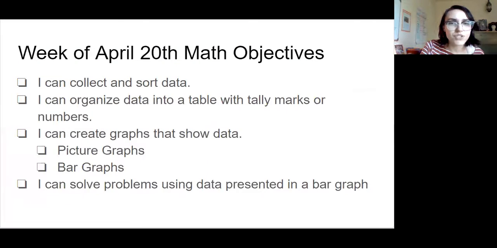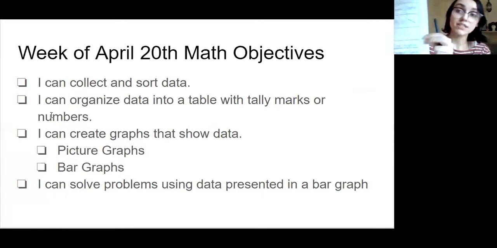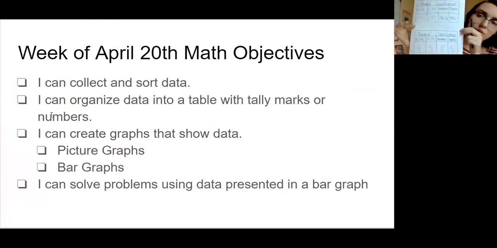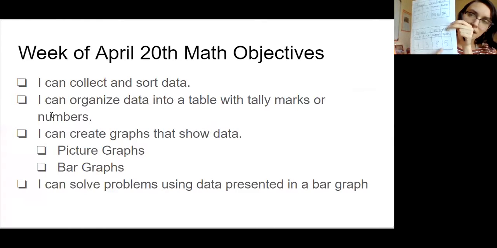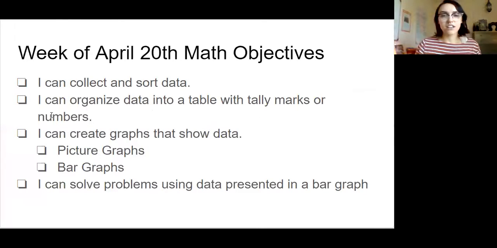So looking at our objectives, I can organize data into a table with tally marks or numbers. That is what we just practiced doing together. We took all of our information about our animal classifications and we entered the data with tally marks. Then we entered the data with numbers. The next thing on our list is I can create graphs that show data. First, let's practice with picture graphs. Then let's practice with bar graphs.